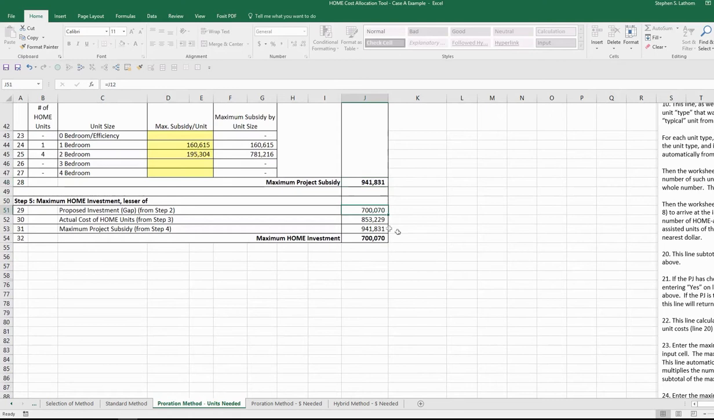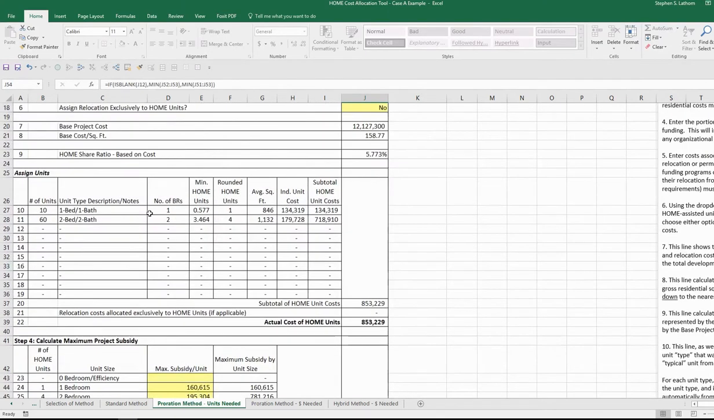We've proposed to invest just over $700,000. Those units actually are worth $853,000 as it were, based on their actual and eligible cost, and the maximum subsidy would be $941,000. So we've justified the investment of $700,070 home dollars for the 5 units that will now be home designated. What we notice is that by rounding up, home is getting marginally more than its fair share.